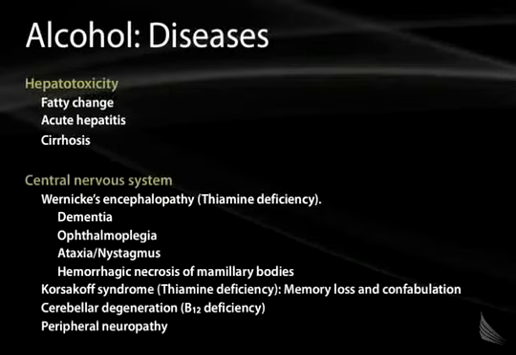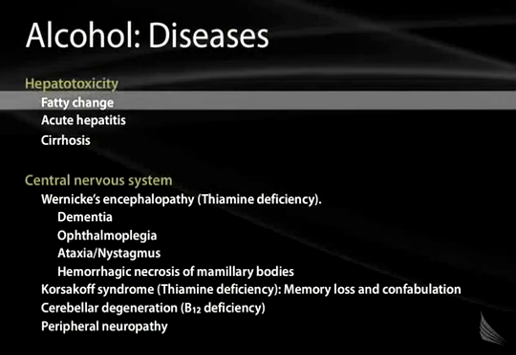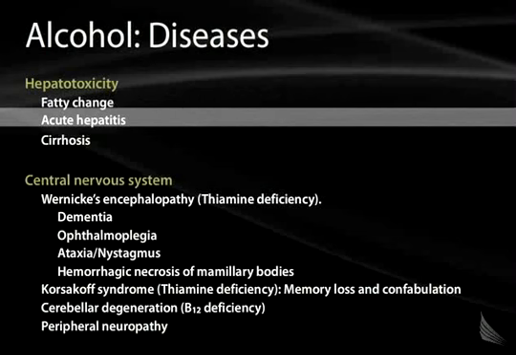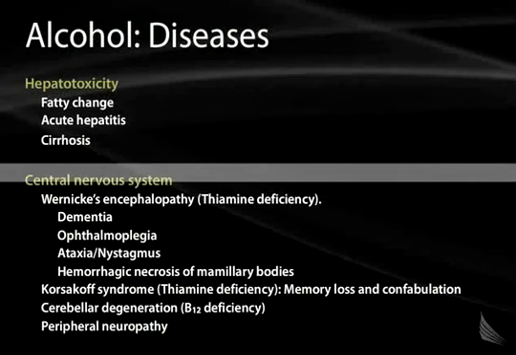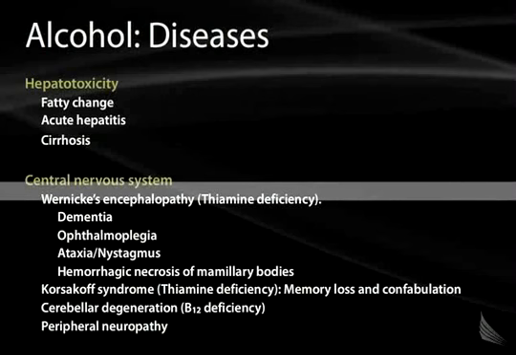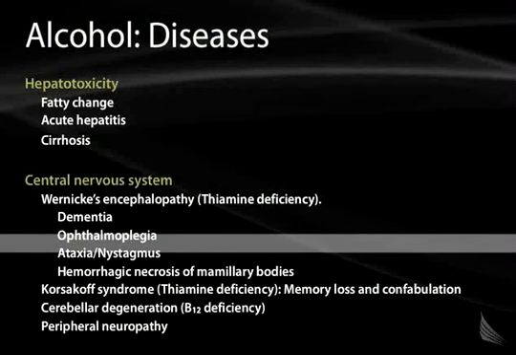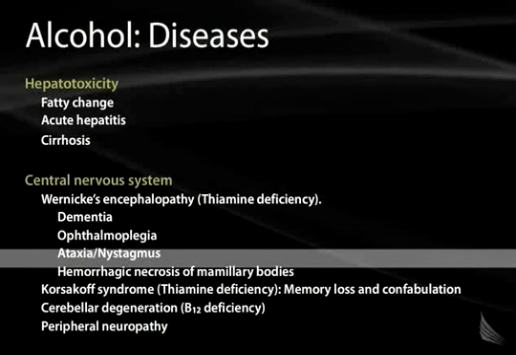The various diseases associated with alcohol include hepatotoxicity, which is characterized by fatty change, acute hepatitis, and eventually the development of cirrhosis. Within the central nervous system, alcohol can produce Wernicke's encephalopathy due to the thiamine deficiency that often accompanies the abuse of this drug. Wernicke's encephalopathy is characterized by the development of dementia, ophthalmoplegia, ataxia and nystagmus, and hemorrhagic necrosis of a particular structure in the brain, the mammillary bodies.